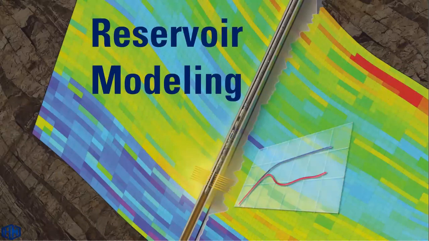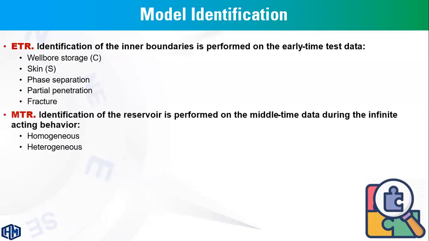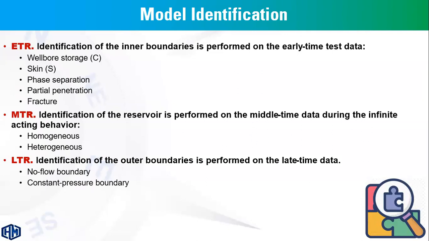So to highlight the reservoir modeling and interpretation process in well testing, we have to identify the early time region and get the values of wellbore storage, the value of skin, and other parameters like the fracture characteristics in case we have hydraulic fracturing. For the middle time region, we have to identify reservoir characteristics based on the type of reservoir, maybe homogeneous or heterogeneous. And finally, for the late time region, we have to know the reservoir boundaries and the type of boundary, no flow boundary or constant pressure boundary, based on the pressure support at the boundary.